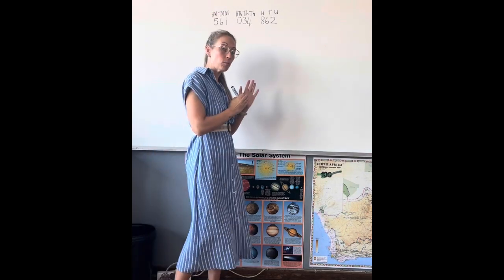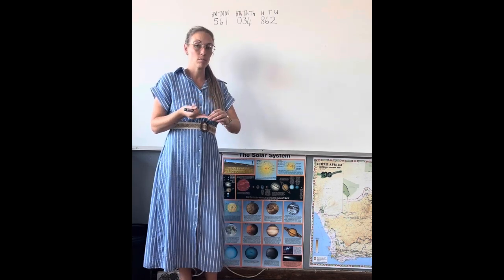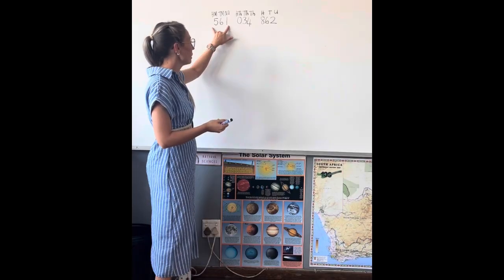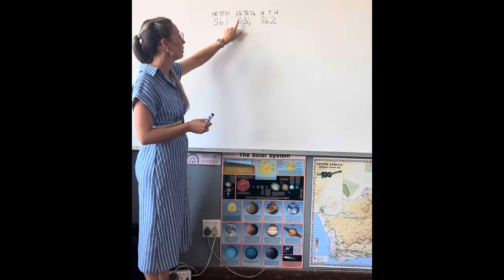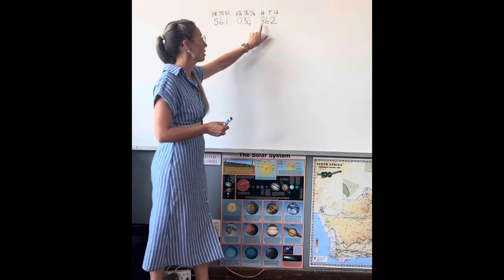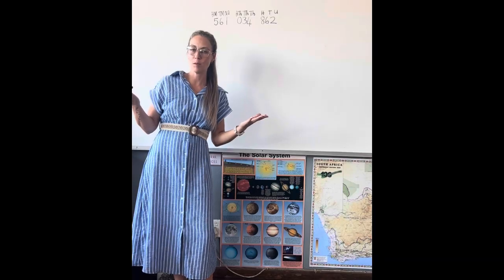Now, you need to know your place values in order to know your values and how to read your number. So we're going to start over there. Let's read it all together. That will be 561,034,862. So that's reading and writing numbers.